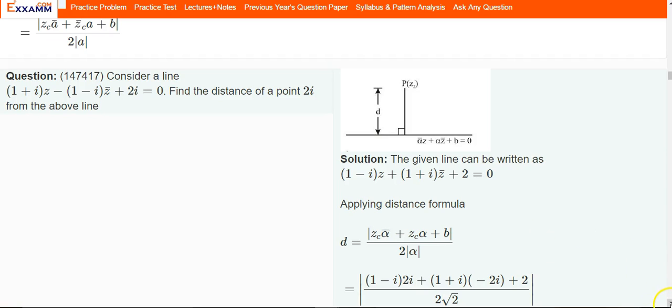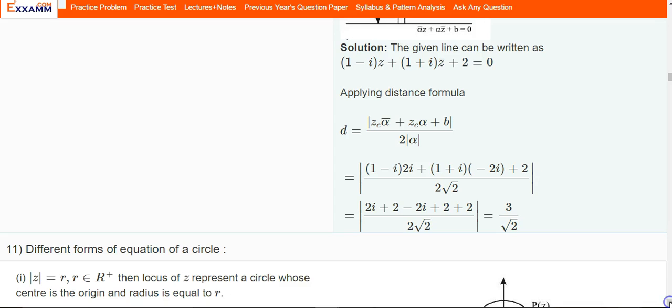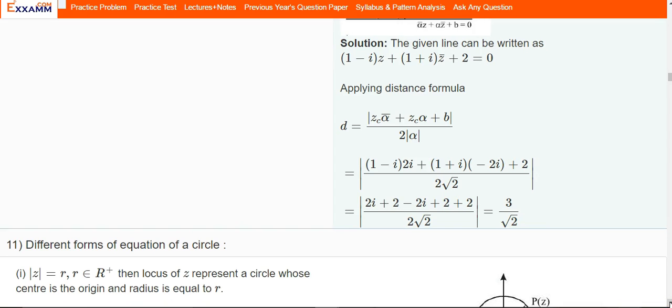So how do we move ahead? We just put the value here. The modulus of alpha is equal to root 2, and we just take the modulus of this expression, that is 1 minus i, 2i plus 1 plus i, minus 2i plus 2, and we get the answer as 3 by root 2. This is a straightforward example.